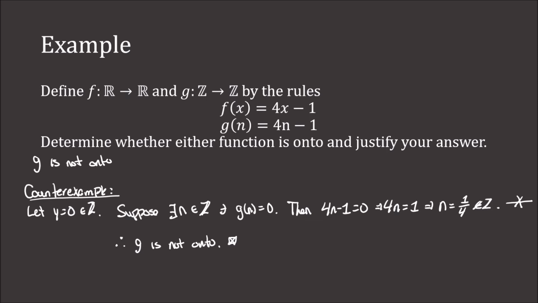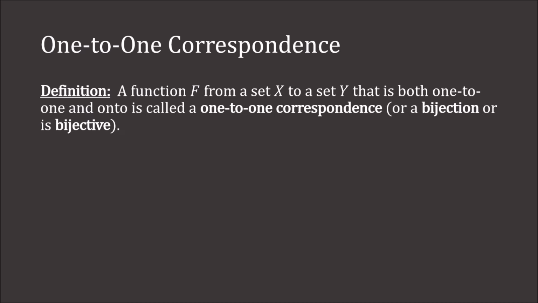Now, a function can be one-to-one. A function could be onto. But a function could be both one-to-one and onto. And in fact, in the study of functions, and not just functions, but in the study of mathematics in general, functions that are one-to-one and onto are really important. So we give such functions a special name. We call such functions a one-to-one correspondence, or a bijection, or is bijective. Again, a one-to-one correspondence is simply a function that is one-to-one and onto.